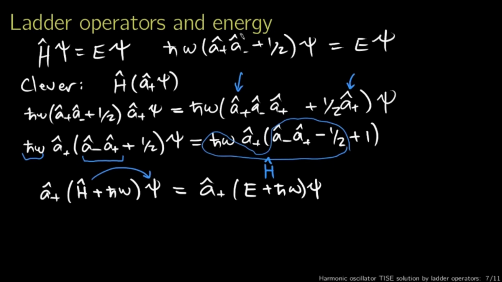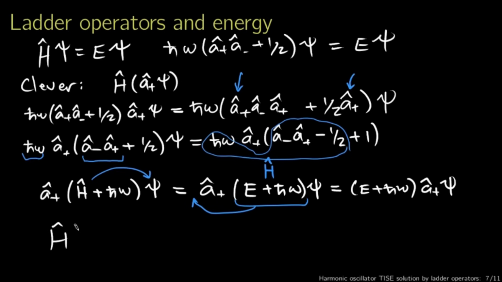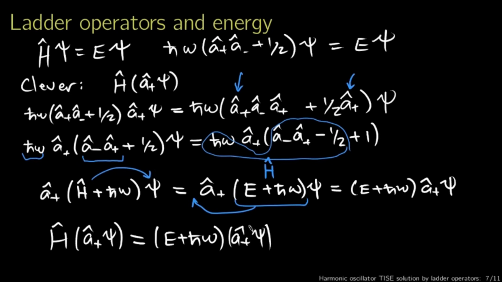This now is all constant. So it doesn't matter if I put it in between the ladder operator and the wave function or not. So I can pull that out and make this E plus h bar omega times ladder operator A plus acting on the wave function psi. If I rewrite my entire equation then, I end up with H hat acting on ladder operator psi, A plus psi, is equal to E plus h bar omega ladder operator acting on psi, A plus acting on psi.